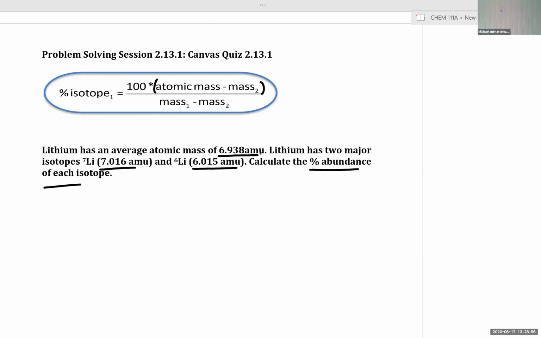So in this problem, I'm asking for the percent abundance of each individual isotope. Yes, both of the percent abundances will add to 100%. But when you submit your answer in the chat, if you could indicate which isotope you've calculated the percent abundance for, it would help me provide feedback. We'll spend another minute and a half on this problem. I want to get a few more responses via Canvas or in the chat, and then we'll discuss momentarily.